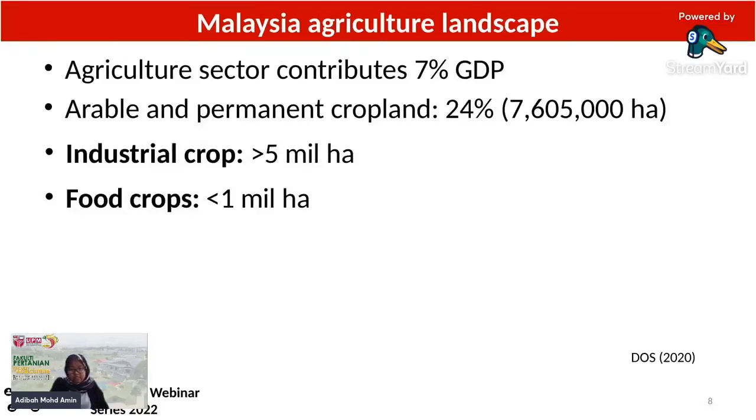However, from this 7 million hectares, more than 5 million hectares is planted with industrial crops such as oil palm and rubber, and the other 1 million hectares is for food crops, for example rice, vegetables, and also fruits. So there is very little land designated for food crop production. Industrial crop production gives a higher return compared to food crop production. However, not everything is dollar and cent.